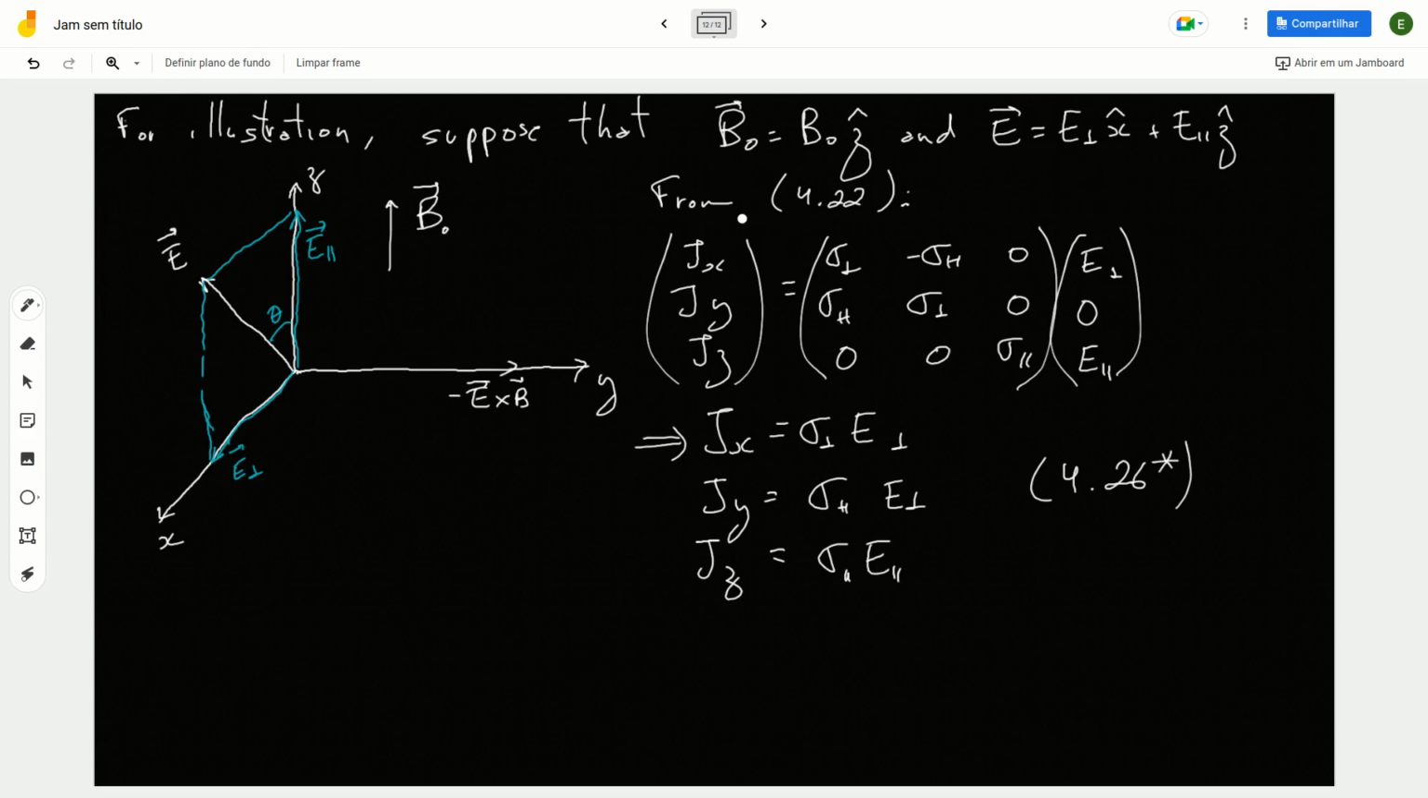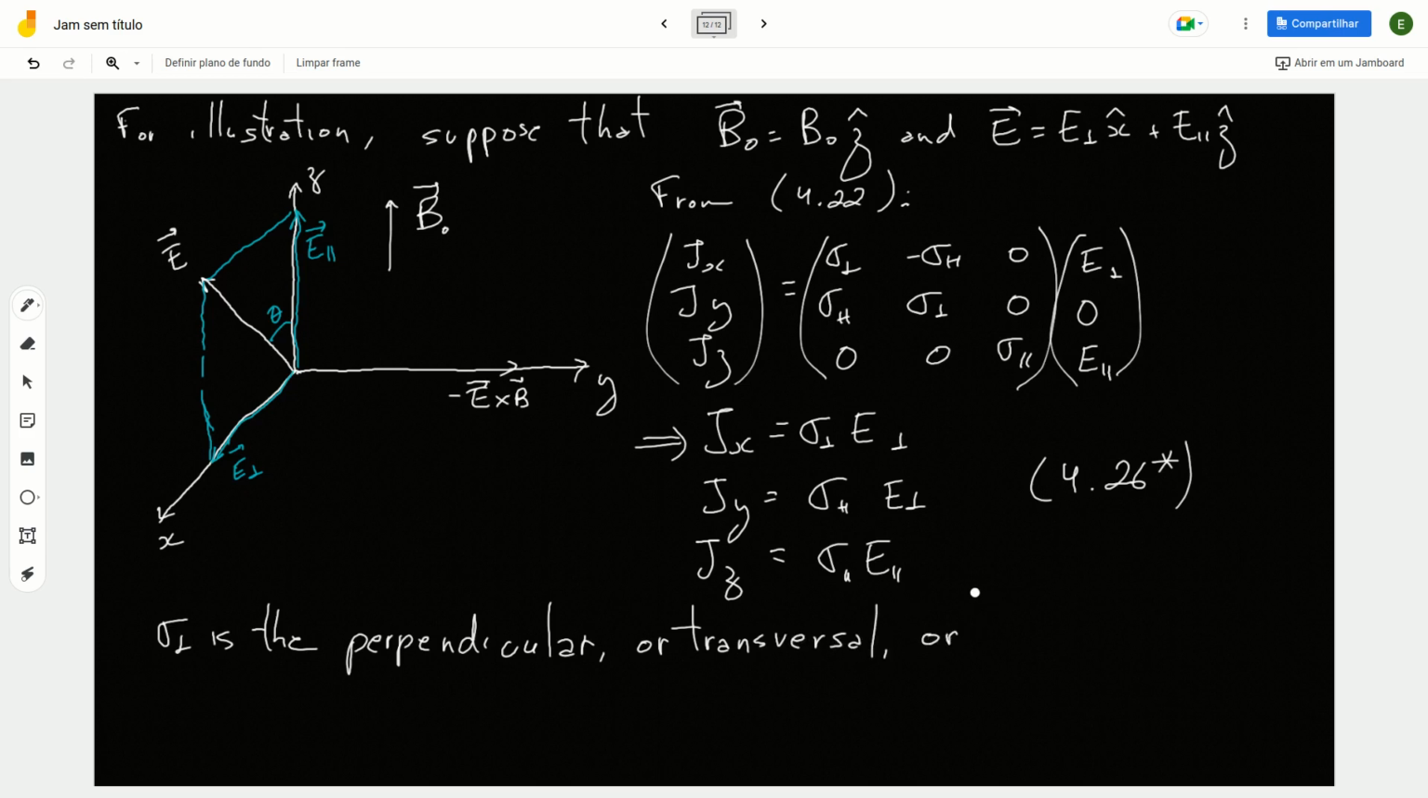And you see that the X direction is the same as the direction of E perp. So it's perpendicular to B0. Jx is given by this, so it shows that the flow of the electric current in the direction of E perp is controlled by sigma perp. Sigma perp is the perpendicular conductivity, also called the transversal Pedersen conductivity. Perpendicular, or transversal, or Pedersen conductivity.